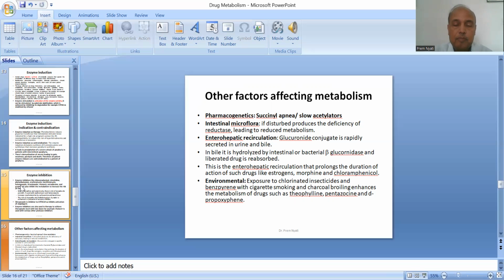Environmental factors, for example, exposure to chlorinated insecticides and benzopyrene, with cigarette smoking and charcoal broiling, enhances the metabolism of drugs like theophylline, pentazocine, dextropropoxyphene, etc. So we've seen what is metabolism, what are the different phases of the metabolism, what are the different enzymes involved in the metabolism, and what are the factors that can affect the metabolism.